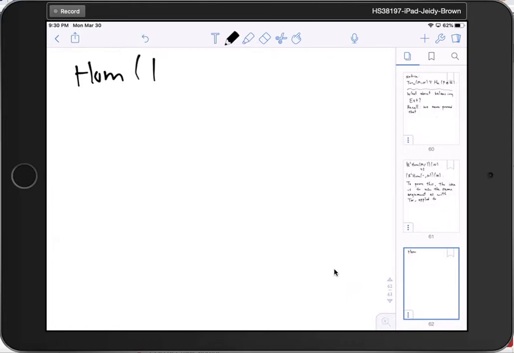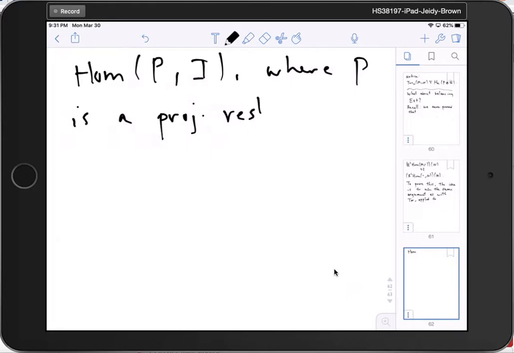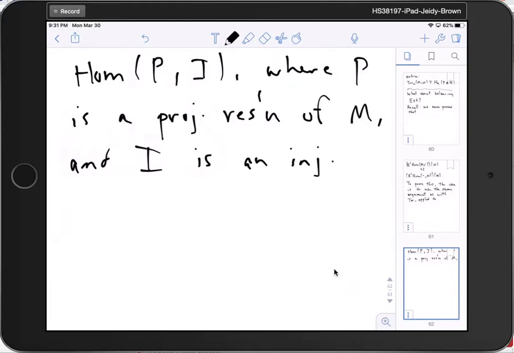Applied to the complex Hom(P, I), where P is a projective resolution of M, and I is an injective resolution of N. Okay, so this works, but there's a subtlety.